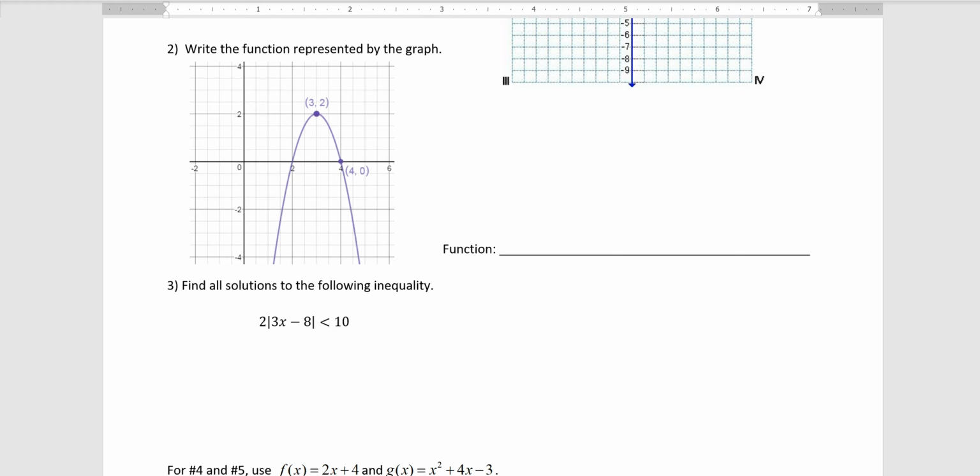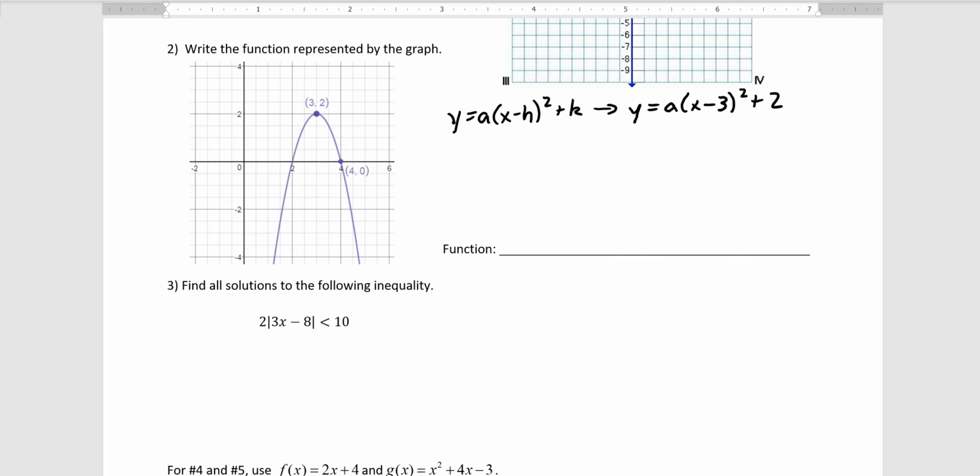All right, looking at number two. Write the function represented by the graph. So this is a quadratic, so we can use vertex form. So remember, vertex form is y equals a times the quantity x minus h squared plus k. h and k is my vertex. So that means y equals a times the quantity x minus h is the x value, so 3, squared plus k is the y value, which would be 2. Very good. And now, all that we need to find is a, and then we will have our equation.